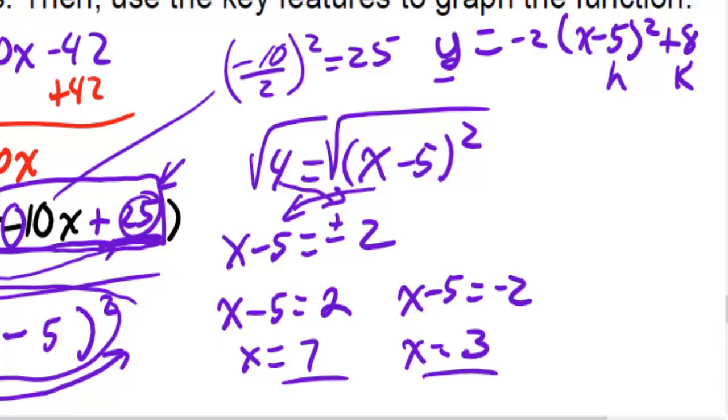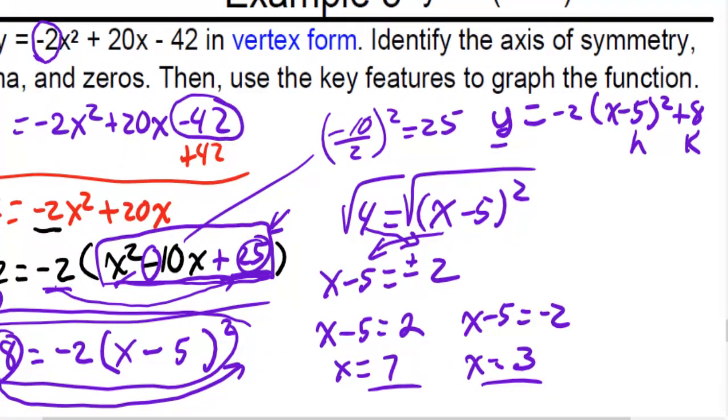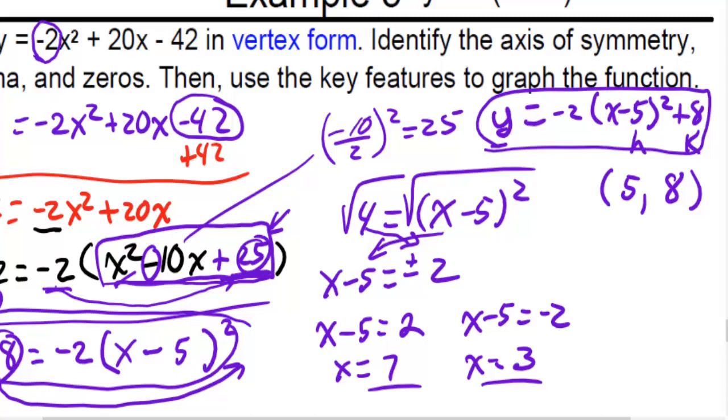I've got my y-intercept from the original problem, which is way up here at -42. I don't think I'm going to be able to put that on the graph. It's too far down. And I got my vertex. My vertex is located at 5, 8, which comes from the vertex form of the equation right here. So let's go graph it.